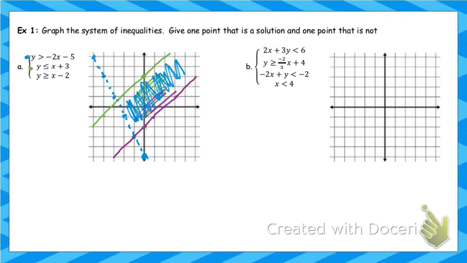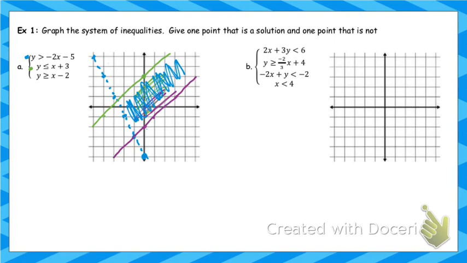So it also asks for us to give one point that is a solution and one point that is not a solution. So what's different about this than regular systems, we don't just have one answer. Any answer that falls within that shaded region, which we also call our feasible region, any answer that falls in there is a solution to that system. So there's multiple correct answers here.